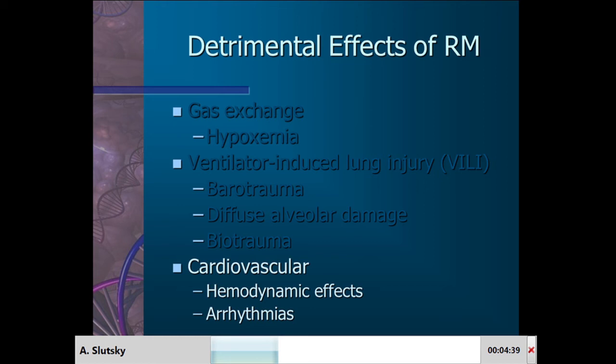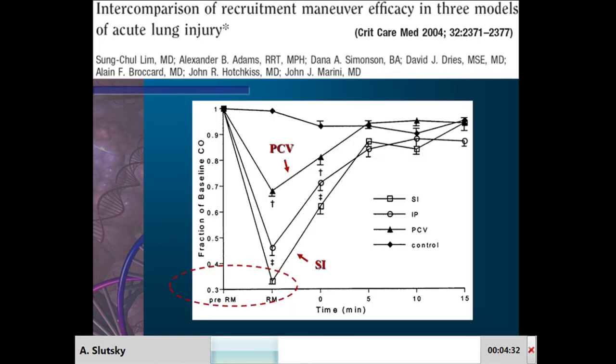The other major effects of recruitment maneuvers are cardiovascular. These are the ones that are well known, the ones that we think about, and I think they are the most important and pretty self-evident. This is from that paper I showed you earlier. This is John Marini's model, where they looked at different methods of applying a recruitment maneuver. This was an animal model, and you can see pretty dramatic results.